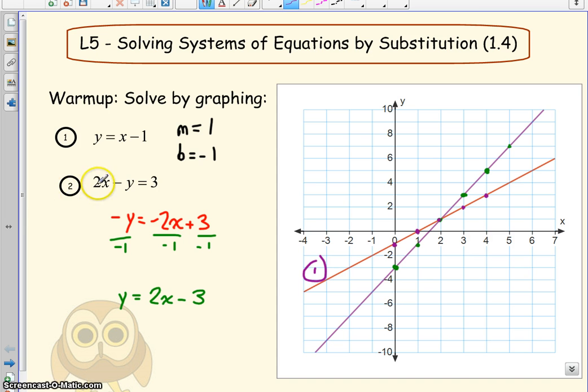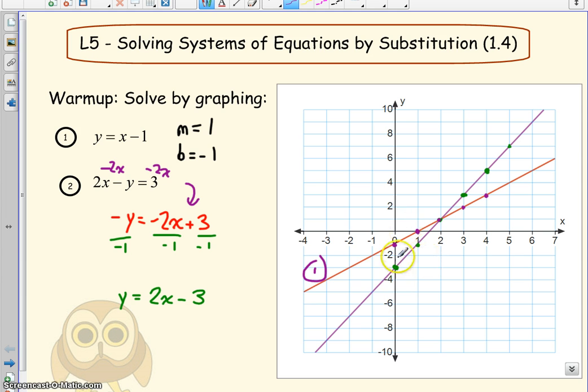The second one here, I put it in slope-intercept form. I rearranged the equation to get y by itself. I subtracted 2x from both sides of the equation to get to this line right here. And then I had negative y equals negative 2x plus 3. So to get positive y, I divide every single term by -1. So that changed the sign and everything. So I wound up getting y equals 2x minus 3.